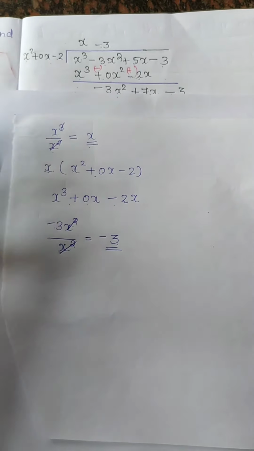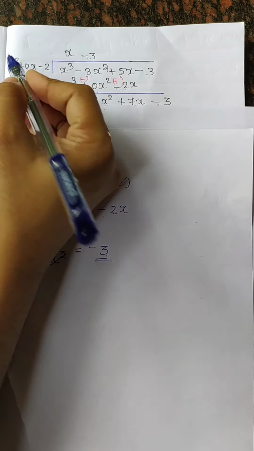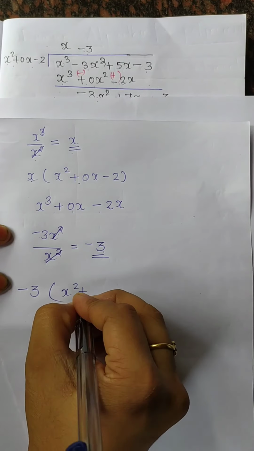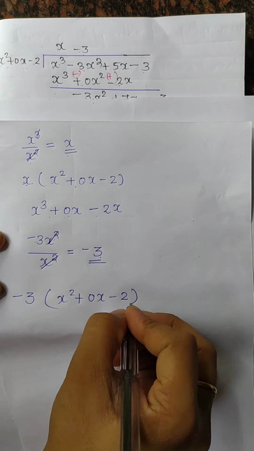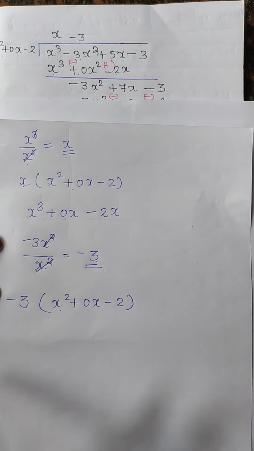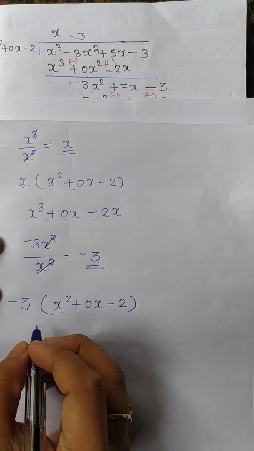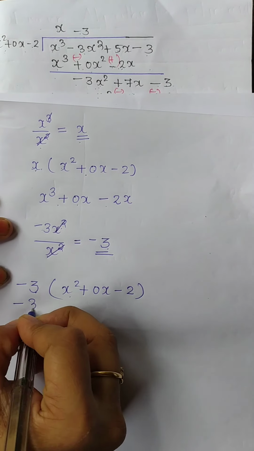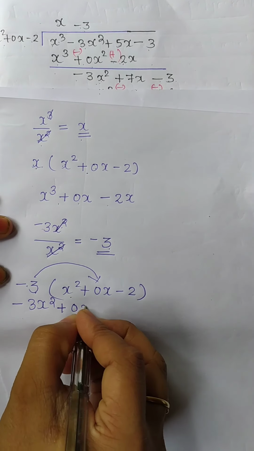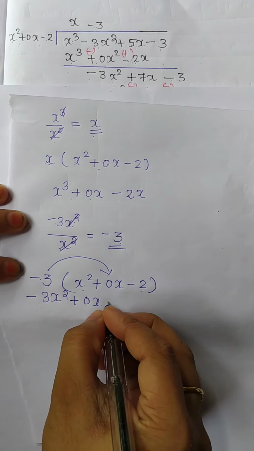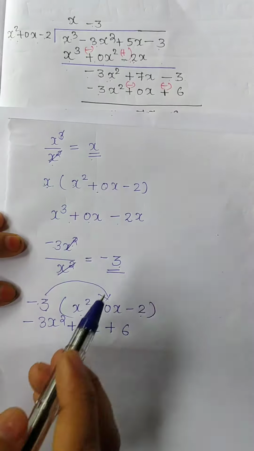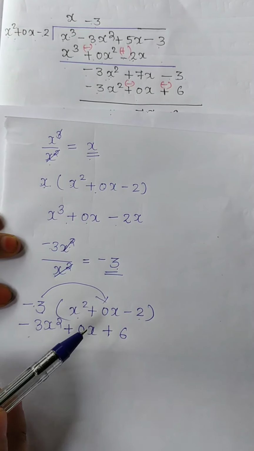Then what you have to do? We have to multiply this new quotient with the divisor. That is minus 3 into x square plus 0x minus 2. Minus 3 into x square, you will get minus 3x square. Minus 3 into 0 means 0x. Minus 3 into minus 2 means plus 6. So what is this? Minus 3x square plus 0x plus 6.